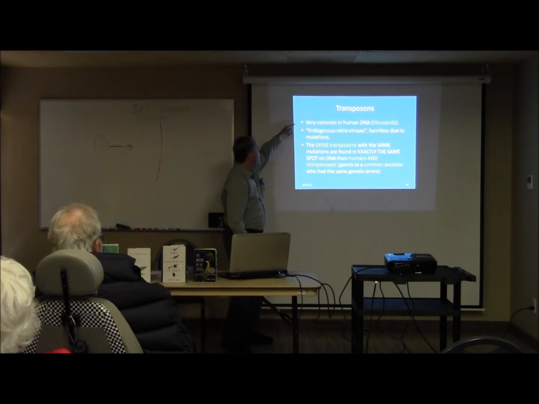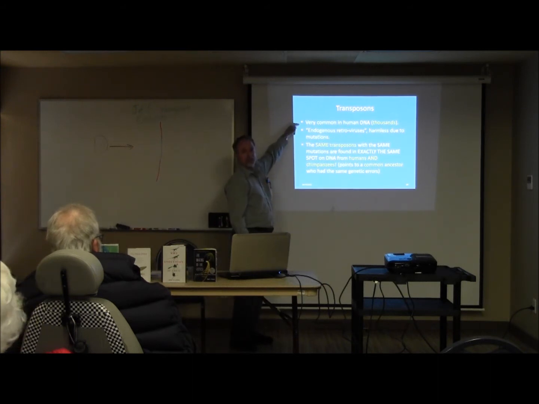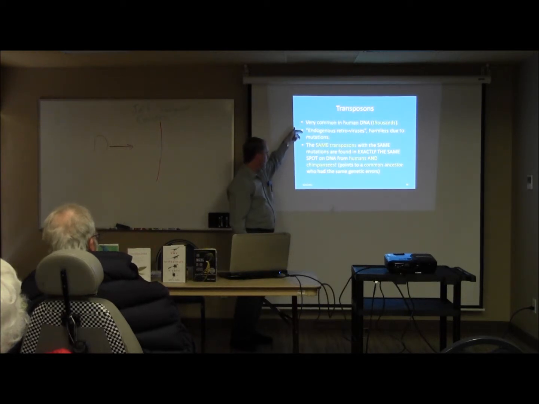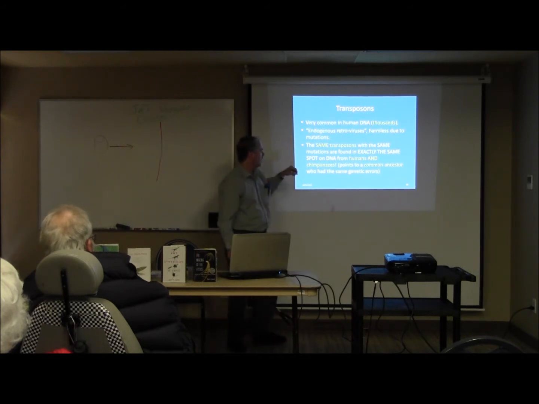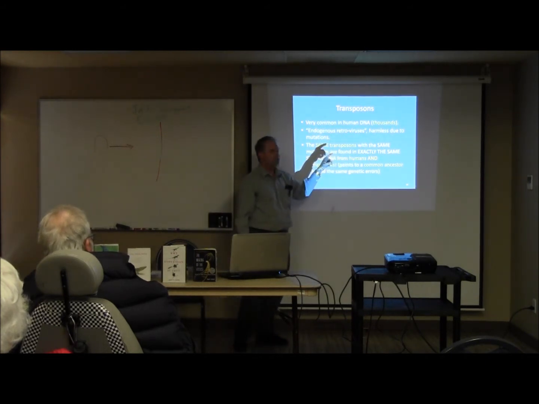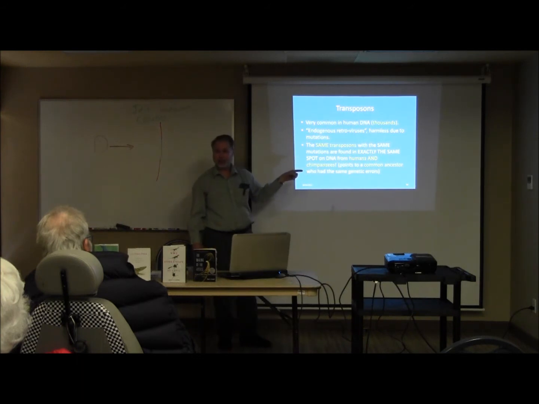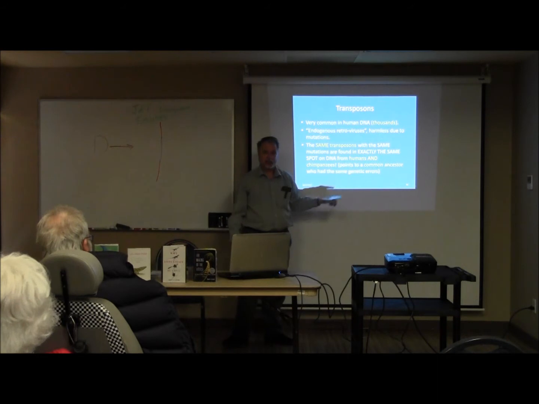They are very common. We have thousands and thousands, if not millions of them. Some of them are called endogenous retroviruses, and I'll tell you what that means. And it's interesting because the same transposons in humans and chimps are found in exactly the same spot in the DNA, which points to a common ancestor.